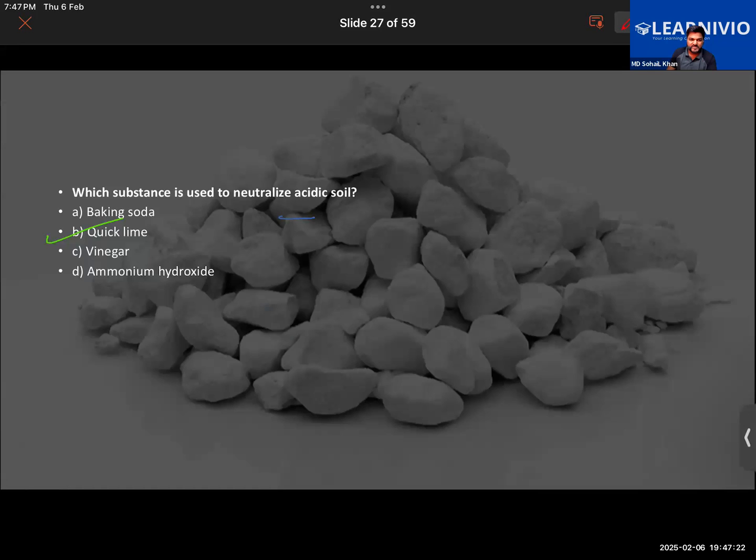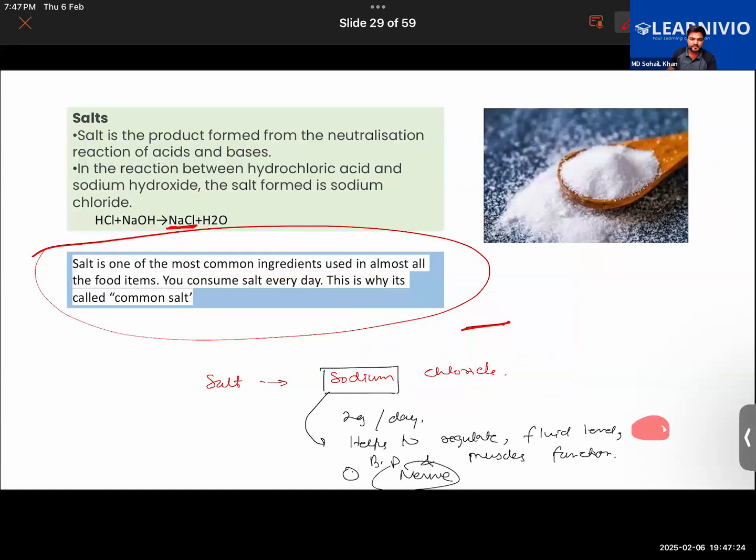So these things we have discussed and revised. Now, as a result of a neutralization reaction, the product that we get is a neutral substance. In most cases, we get salt. It is the product formed from the neutralization reaction of acid and basic substances.